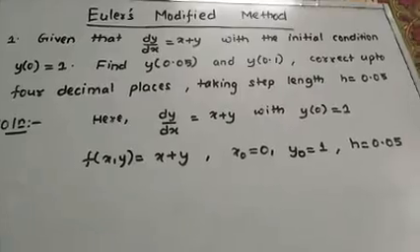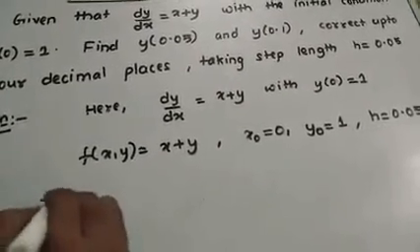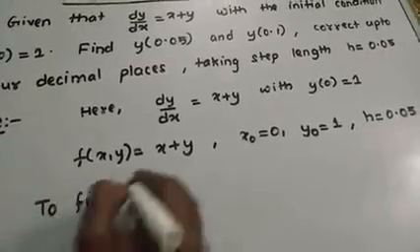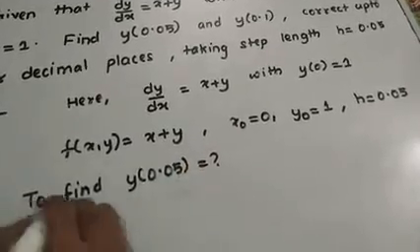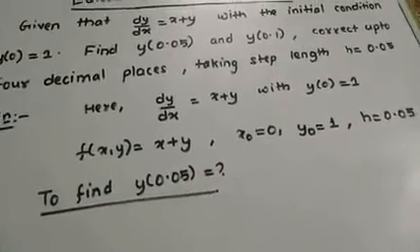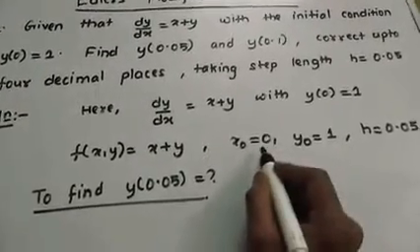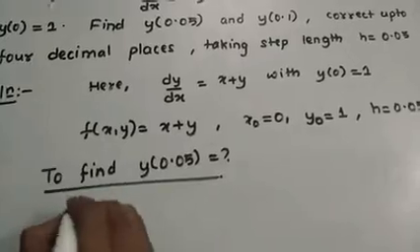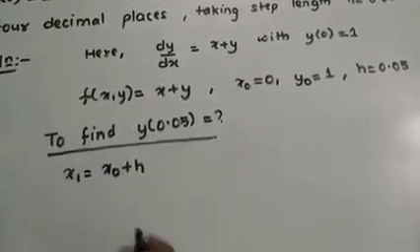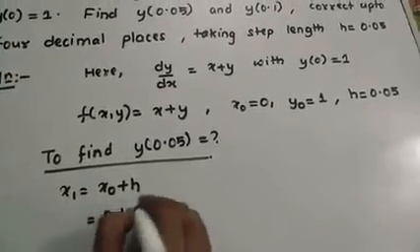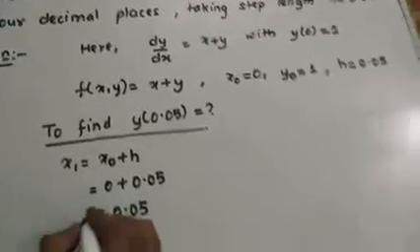Now what do we have to find? We have to find y of 0.05. So to find that, first of all we will find y of 0.05. This is our x0, and this is our h. So what will be our x1? Our x1 will be x0 plus h. We know that x0 is 0 and h is 0.05, that means x1 is 0.05. This is our x1.